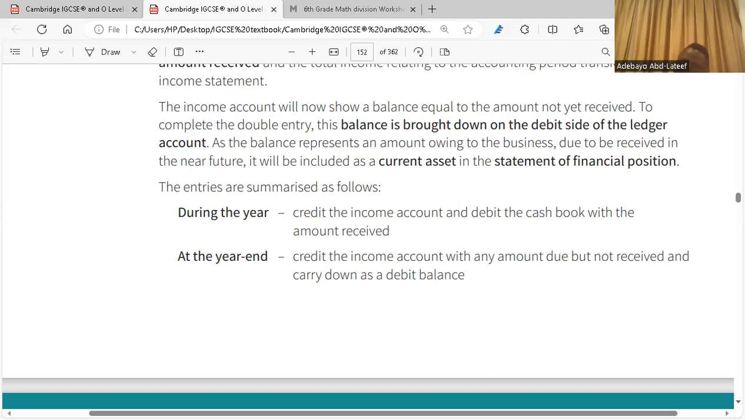Do you get it? During the year, because transactions are still going on, you record it on the credit side because it's income. In your ledger account for accrued income, you credit the amount, the value of whatever it is, and you debit the income statement. But if it is expenses, you debit the income statement and you credit the expense account. Clear?